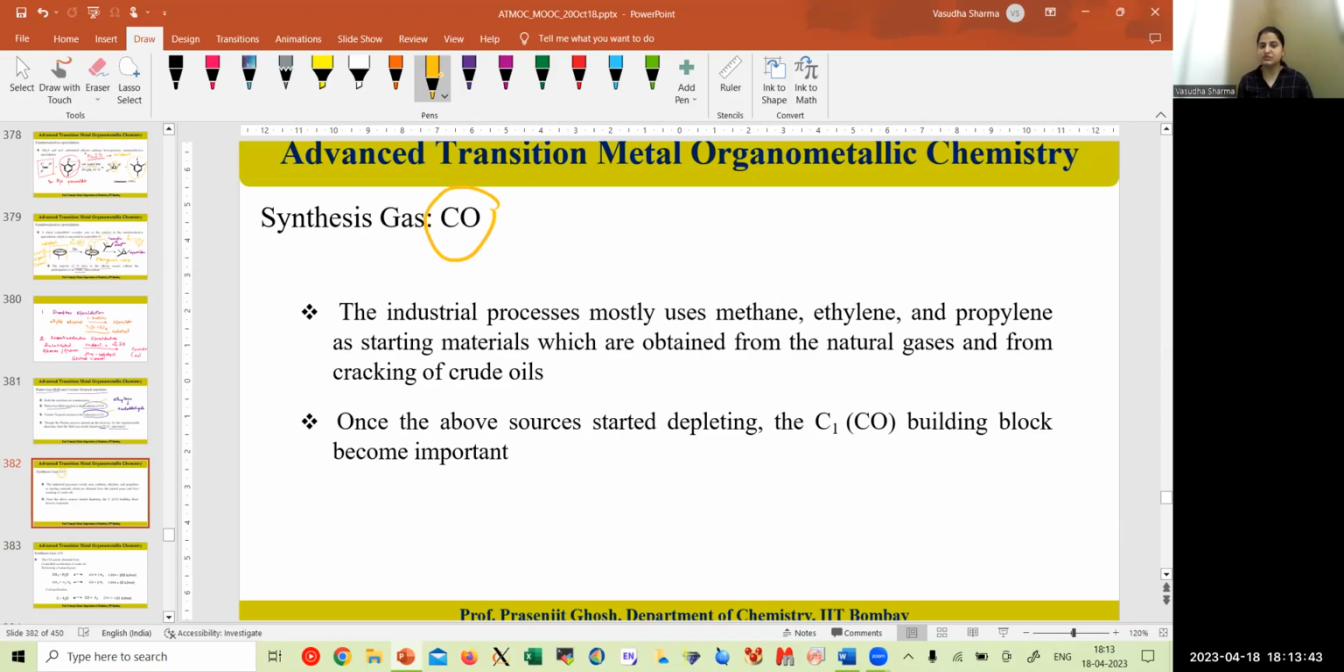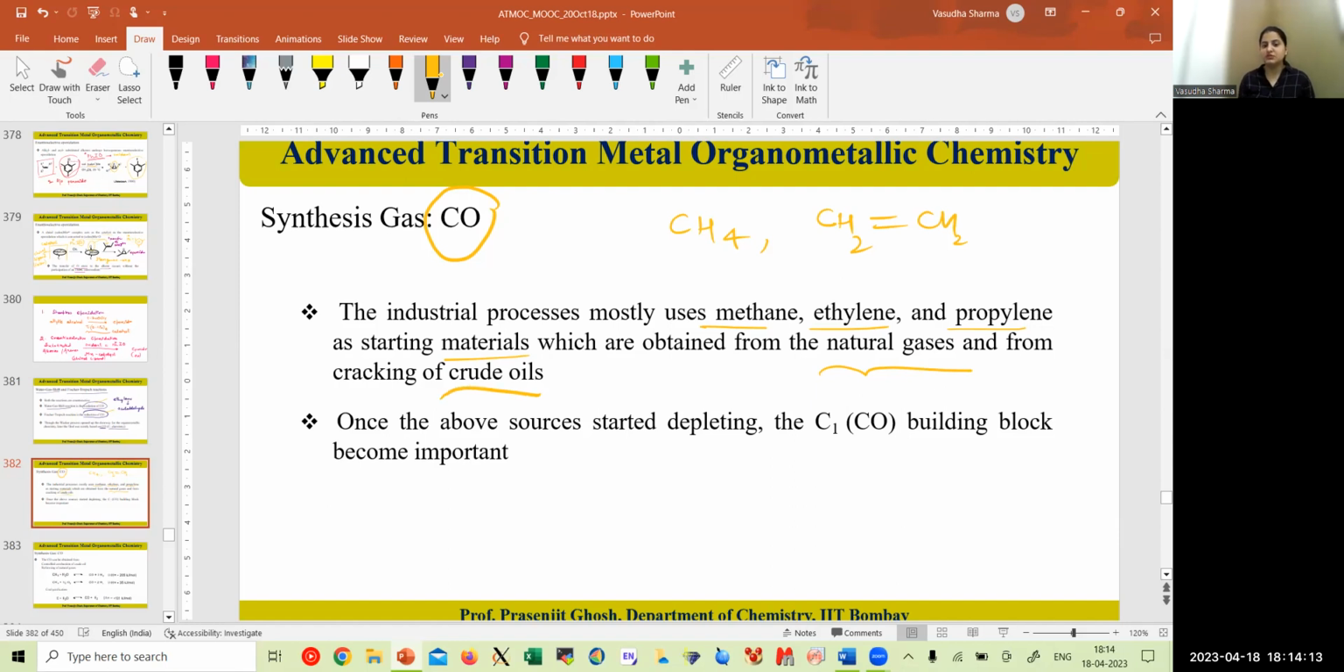The industrial processes mostly use methane, ethylene, propylene as starting materials. You have seen in many reactions where CH4, ethene, CH2=CH2, or propylene are used as starting materials to get different kinds of synthetic compounds, which are obtained from natural gases. So what is the origin of these particular starting materials? That is nothing but natural gases and crude oils.